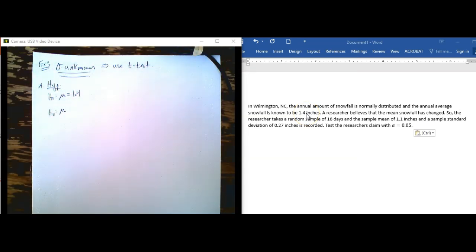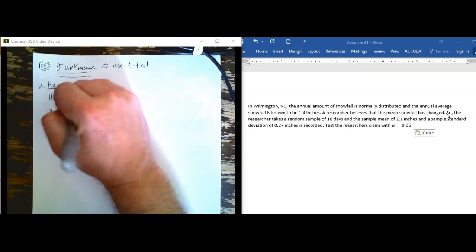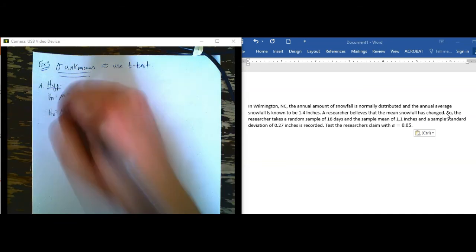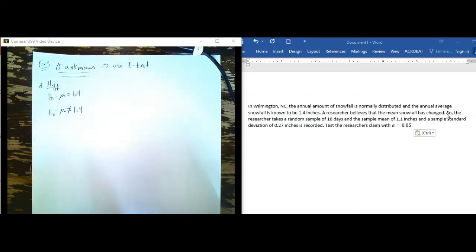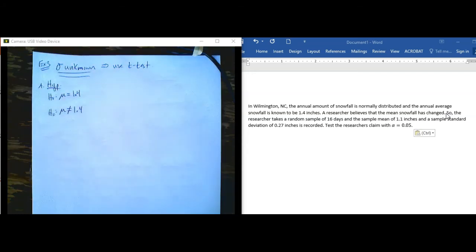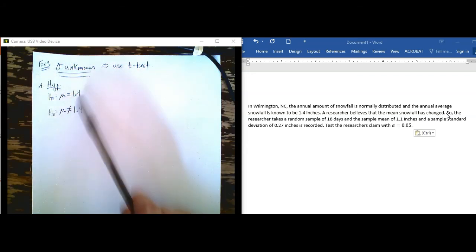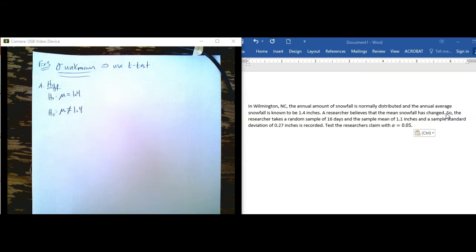All right, what claim do we want to test? Well, the researcher believes that the mean snowfall has changed. So it doesn't tell us a particular direction to go, neither greater than nor less than. So let's do the not equal to here. He thinks it has changed from 1.4. Note that these values are always the same number, talking about mu.